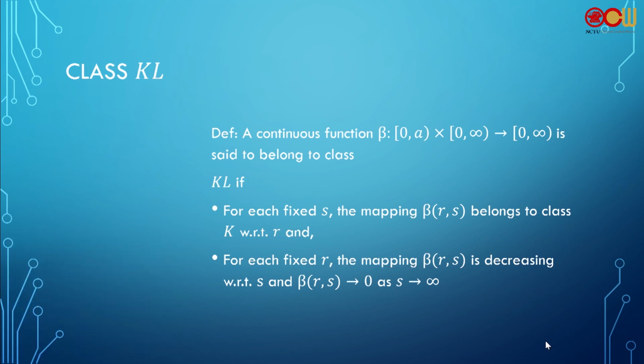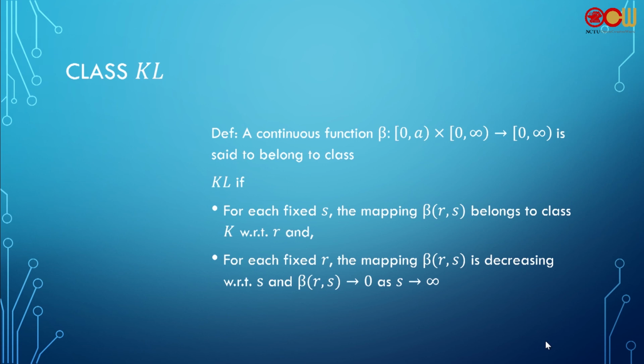This one says we fix s. Yeah, two arguments, right? So we fix this one, and the whole function belongs to class K with respect to r if it's increasing. And we fix the other argument r and increase s, and the whole function is decreasing with respect to s and goes to 0 as s goes to infinity. Then we say the function satisfying these two conditions is class KL.